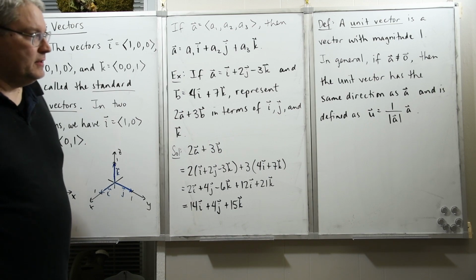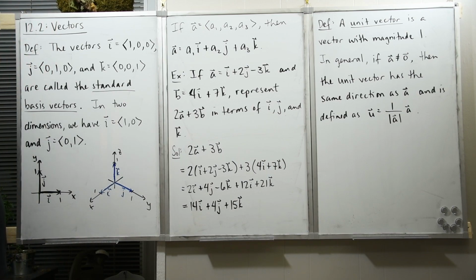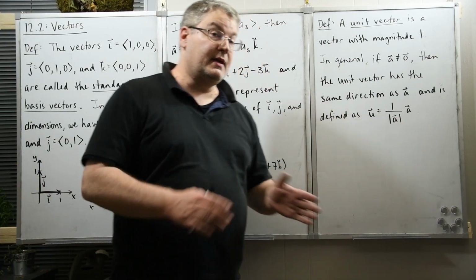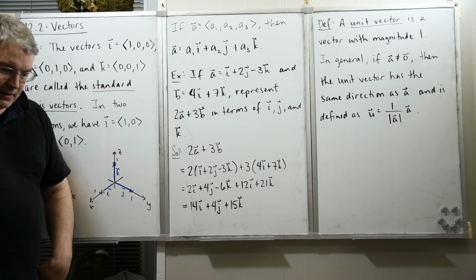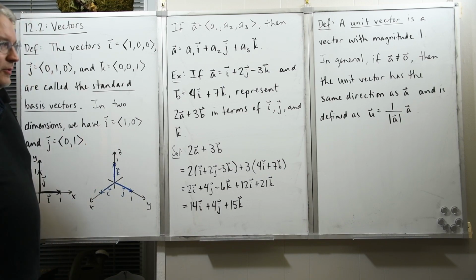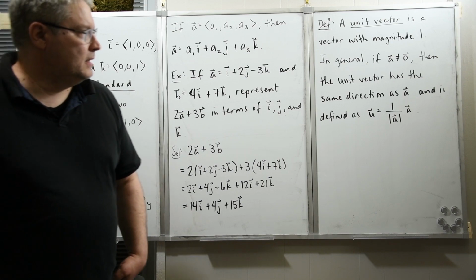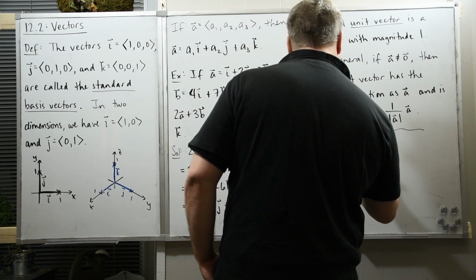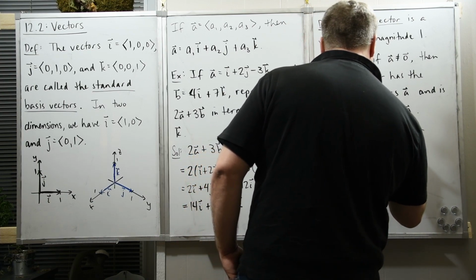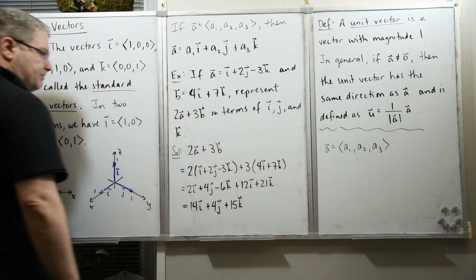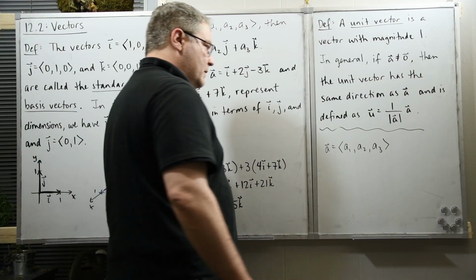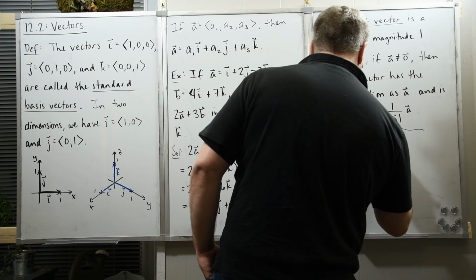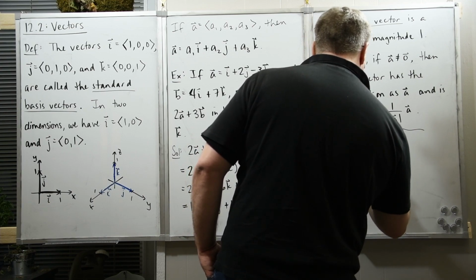Now, the magnitude of A is going to be positive if the vector A is not the zero vector. So U is a positive scalar times A, which means that U and A are pointing in the same direction. The real trick is, well, do we really have magnitude 1 here? So think about what would happen if A has components A1, A2, and A3. Well, we know the magnitude of A is the square root of A1 squared plus A2 squared plus A3 squared.